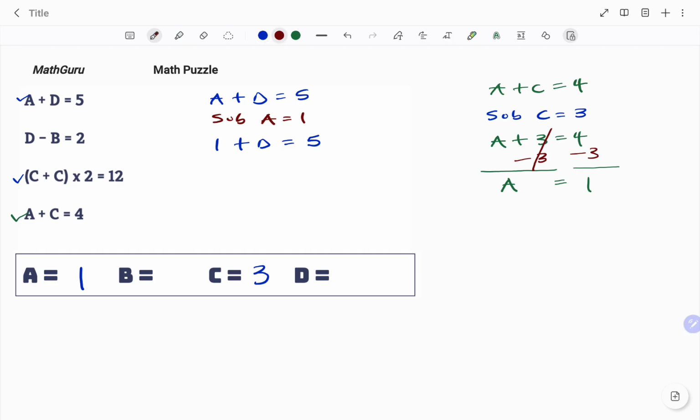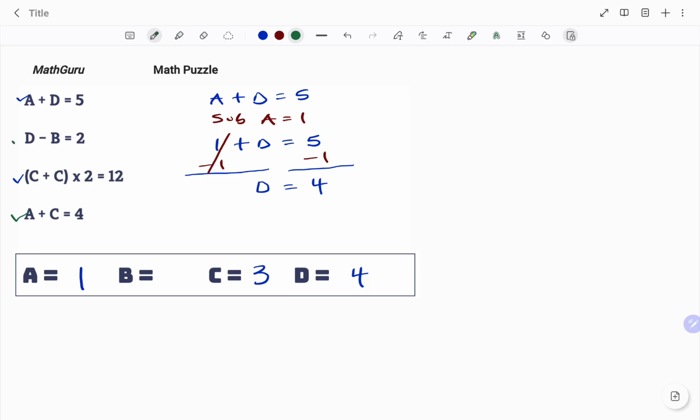So using the balance method again, to get rid of my 1, I'm going to subtract 1 from both sides. Always remember, balance method, whatever you do on your left, you do on your right. So I have 1 minus 1, that's 0, so that cancels out. On my left, I'm left with d equals 5 minus 1, which is 4. So the value of d is 4.